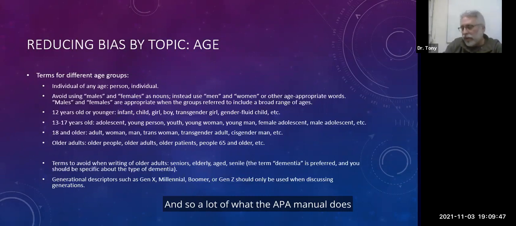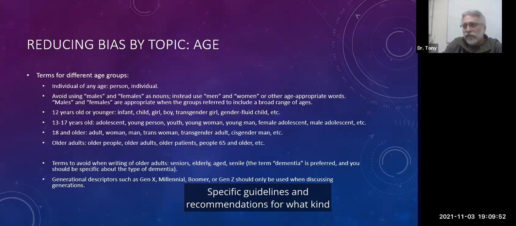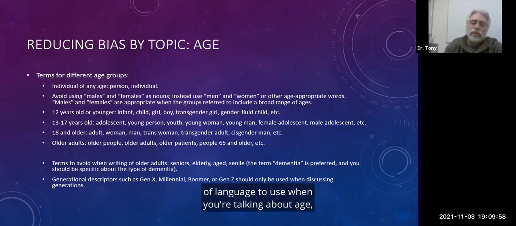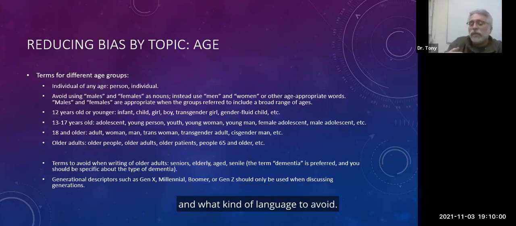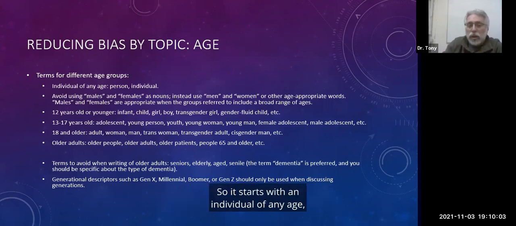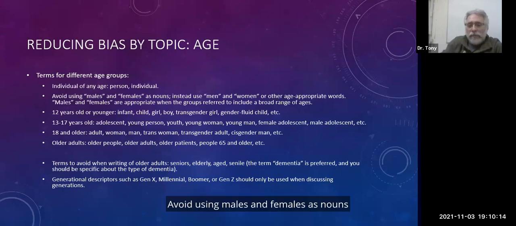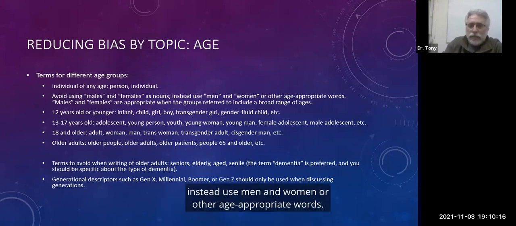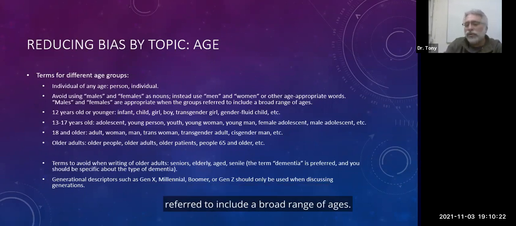A lot of what the APA manual does is what you're looking at here: specific guidelines and recommendations for what kind of language to use when you're talking about age, and what kind of language to avoid. So it starts with an individual of any age: person or individual. Avoid using males and females as nouns. Instead, use men and women or other age-appropriate words. Males and females are appropriate when the groups referred to include a broad range of ages.